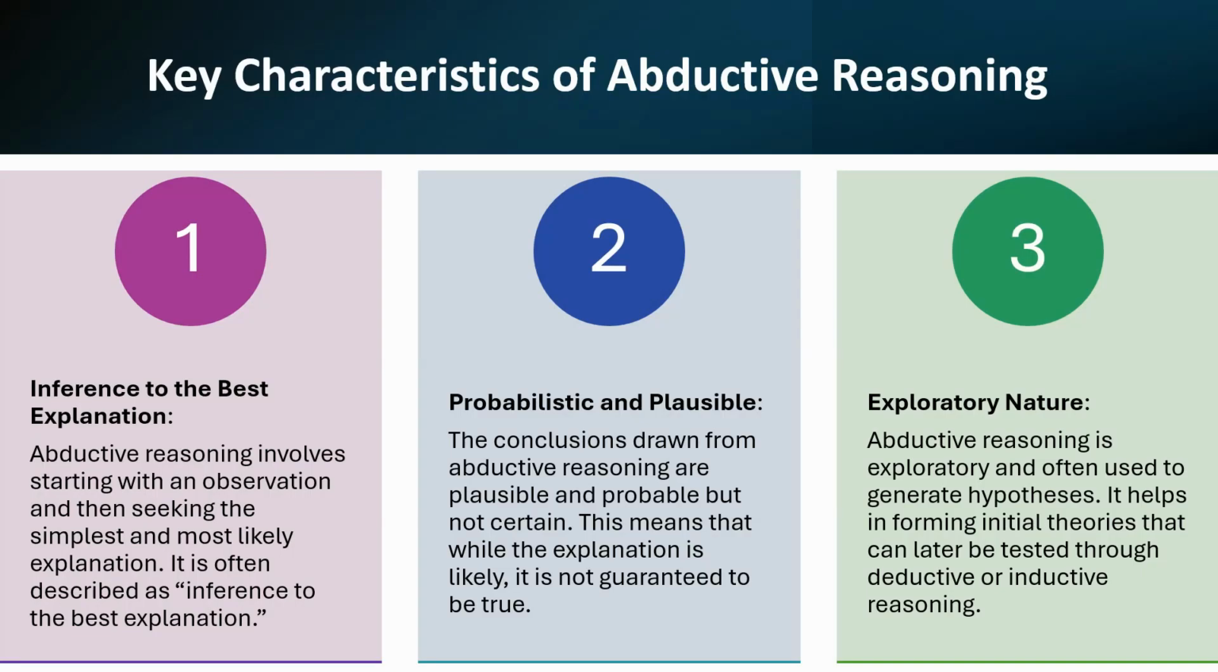The characteristics of abductive reasoning are that we're starting with observations and seeking the simplest and most likely explanation. And that's a really important feature in nearly all of the reasoning processes that you might read around, that the simplest explanation is often the best. Therefore, as mentioned previously, abductive reasoning is sometimes referred to as inference to the best explanation. The conclusions drawn from abductive reasoning are plausible and probable, but not certain. This means that while the explanation is likely, it's not guaranteed to be true. And the fact that we're including this word plausible is a strong distinction from what we've seen in inductive reasoning.